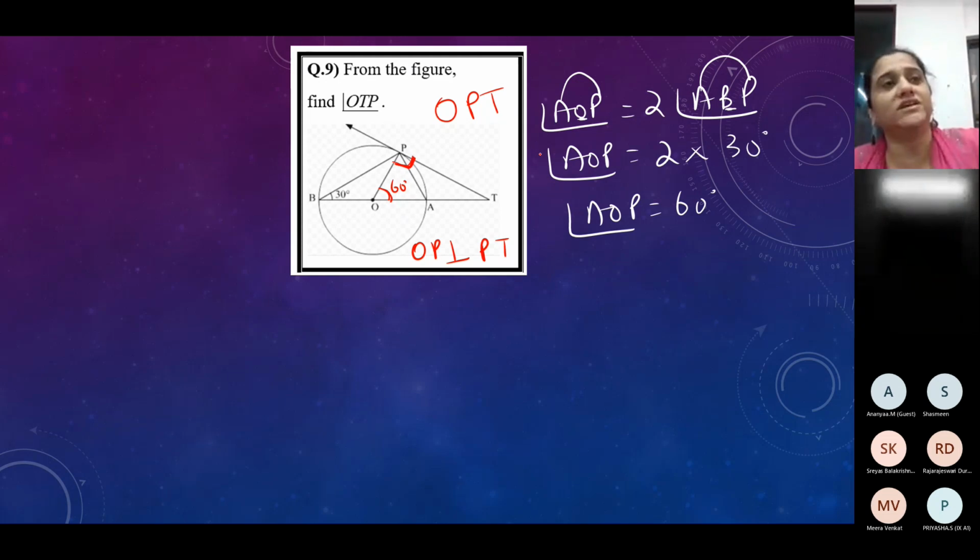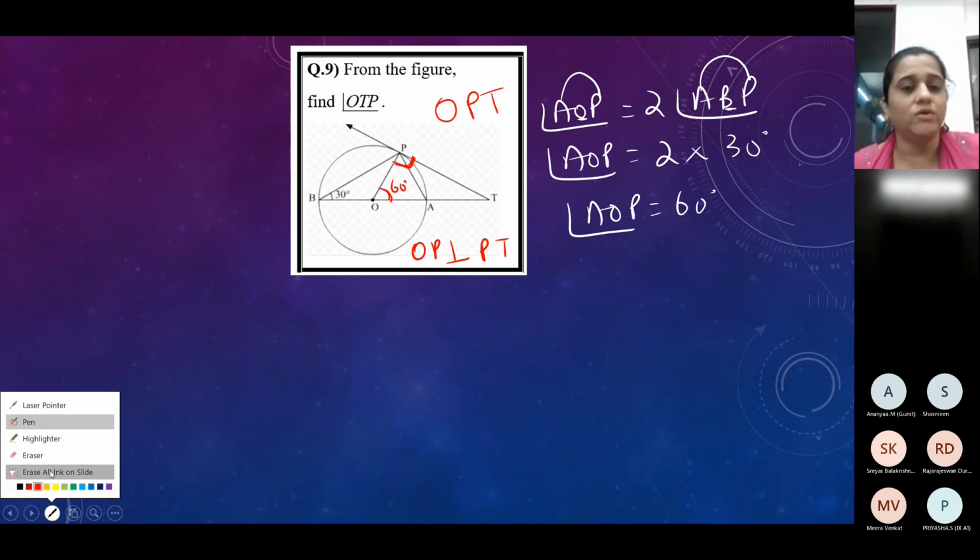Degrees. So which is 30 degrees? Name the angle which is 30 degrees. Three letters. Use three letters and tell me. OTP. And what is that we have to find? We found OTP is 30 degrees. All right. So how do we do this?